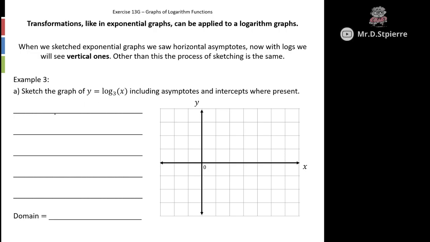Okay, so let's find our x-intercept first. Nice place to start. So we'll let y equal 0, which follows: 0 is equal to log base 3 of x. We can write that as 3 to the 0 equals x, so x is equal to 1.